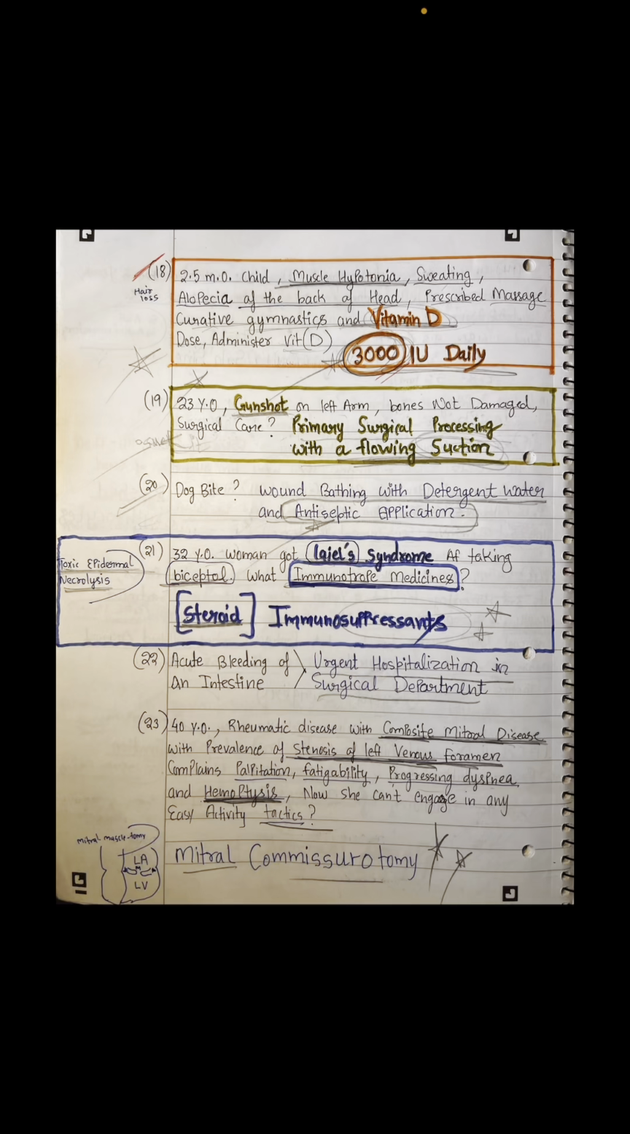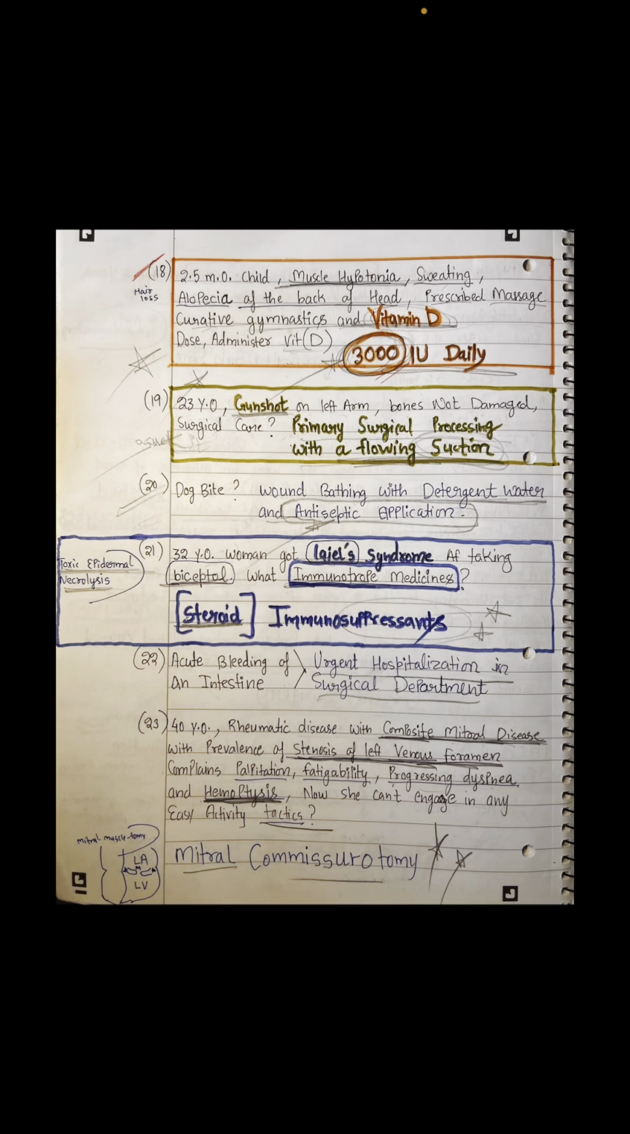Next patient is a woman who got Lyell syndrome after taking Biceptol. What immunotropic medicine are you going to provide? Sir, the examiner is asking about what immunotropic medicines. So sir, what immunotropic medicine will you know? Steroids, right? So we know very well that steroids, or let's say corticosteroids, will suppress the immune system, and our problem is going to get solved.